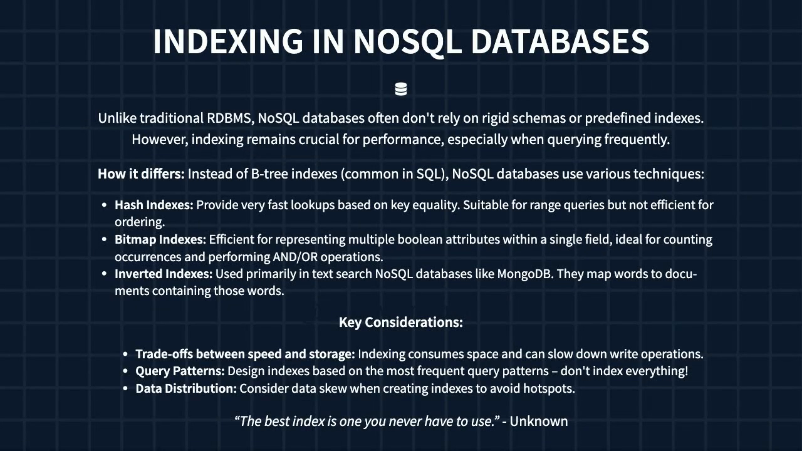Okay, let's talk about indexing in NoSQL databases. It's a little different than what you might be used to with traditional SQL systems. Basically, instead of the standard B-tree indexes, NoSQL databases have several options for speeding up queries. Hash indexes are super fast for looking up exact matches but aren't great for range searches or sorting. Bitmap indexes are really good at handling multiple Boolean attributes efficiently. Think counting how many documents meet specific criteria. And then you've got inverted indexes, which are used in text search databases like MongoDB to quickly find documents based on the words they contain.